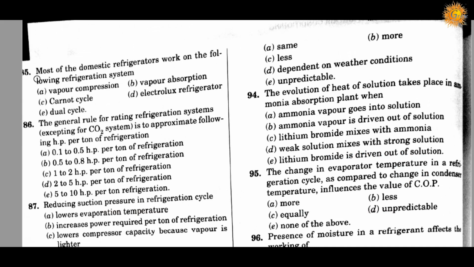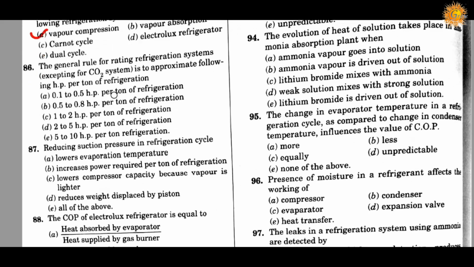Question 85. Most of the domestic refrigerators work on the following refrigeration system: option A, vapor compression, option B, vapor absorption, option C, Carnot cycle, option D, Electrolux refrigerator, option E, dual cycle. Correct answer 85 is A, vapor compression.